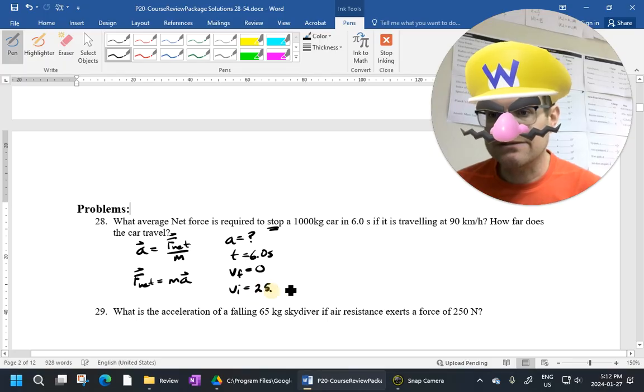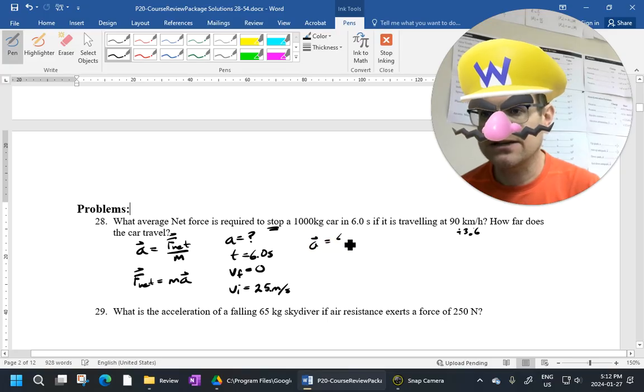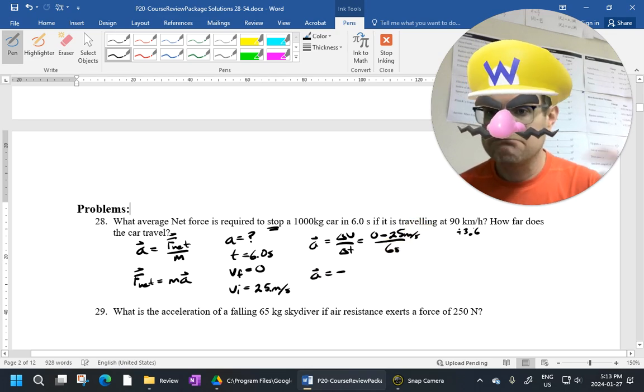So remember, you're just going to divide this by 3.6 there. 25 meters per second. Okay, so now we got our information here. Oh, that's a pretty easy one to find. A is equal to delta V over T. Remember, delta V is final minus initial. So we're going to have a final, 0, minus my initial, 25, divided by my 6 seconds. And I'm going to get an acceleration that's negative, because it's backwards.